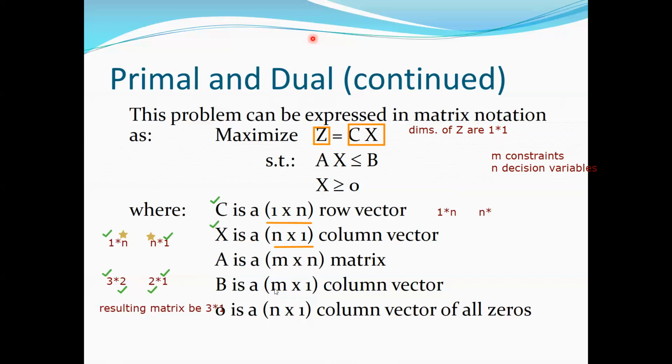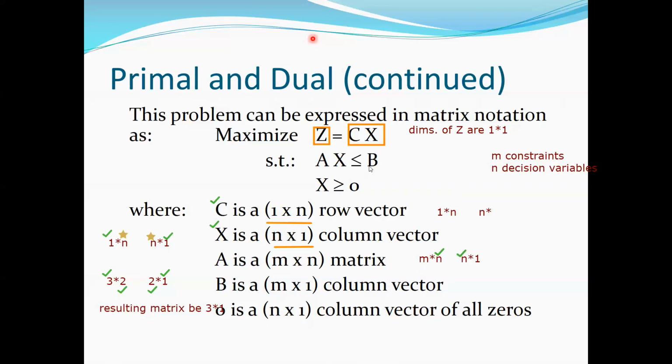Is A times X possible? Is it possible to multiply A times X matrices? So I'm trying to get A times X, where A is m cross n, and X is n cross 1. I see some answers in the chat. Yes, that is possible. Because this n and this n match, when I multiply A and X together, I will get a matrix that is m cross 1 in the final dimension, and less than or equal to B.